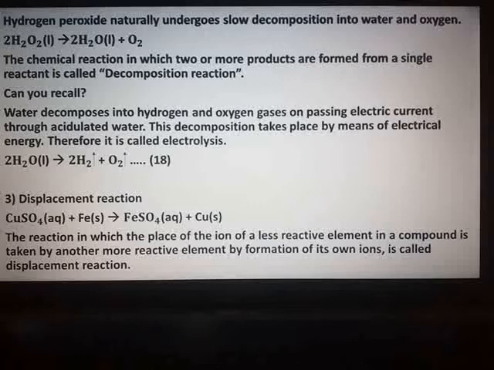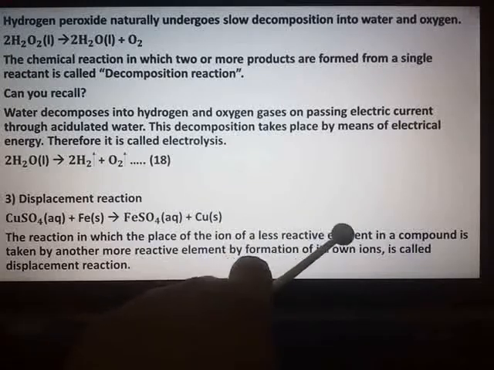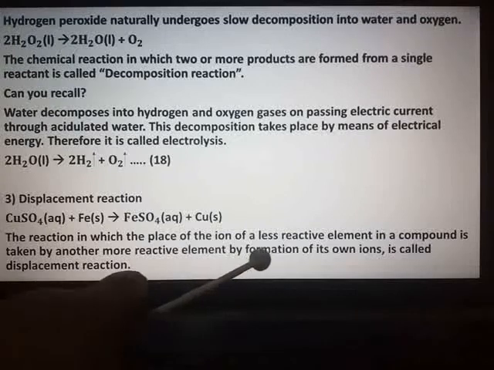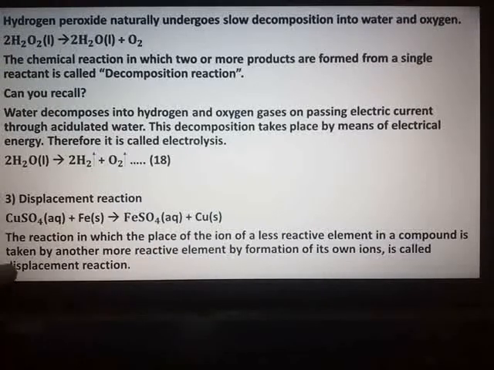The third type of reaction which we had studied was displacement reaction. Displacement: we had taken a very good example of two notorious and two good students of the class, how they can change their place, how a less reactive child is replaced by a highly reactive child. So the reaction in which the place of the ion of a less reactive element in a compound is taken by another more reactive element by the formation of its own ions is called displacement reaction.